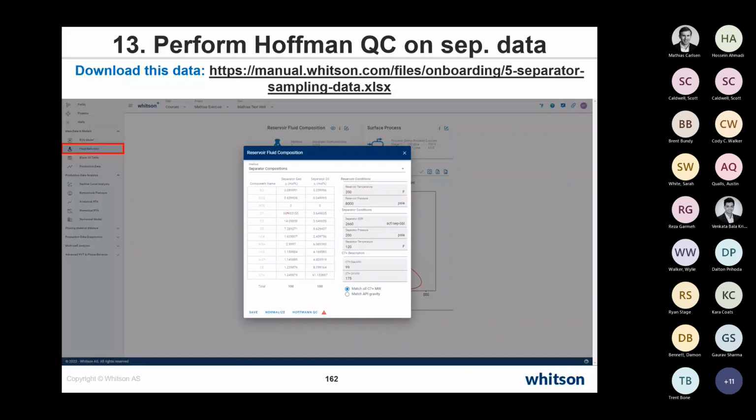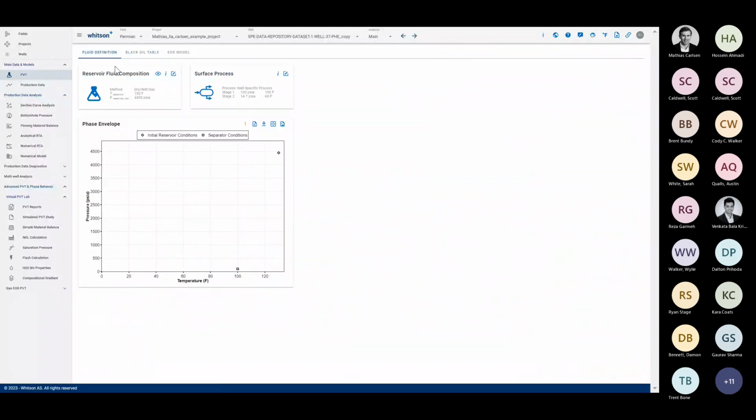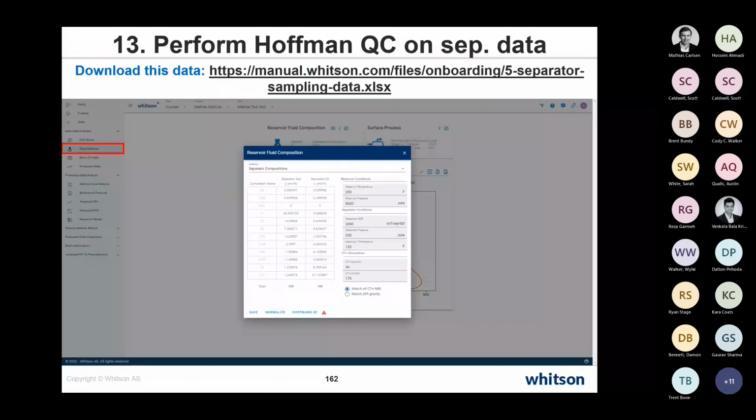Okey-doke. The absolute last thing we're going to do is we're going to take this well right here. I'll just show you all how this is done. You don't have to do the same thing, but I'll go to the sampling data right here. This is a link.